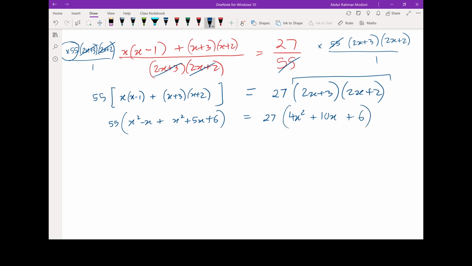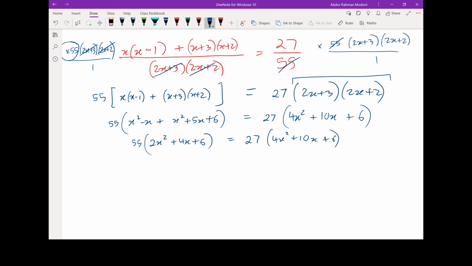Okay. Now, I'm going to simplify each of the brackets before I times by the 55 and the 27. So x squared plus another x squared in there, 2x squared. And 5x minus x is plus 4x plus 6. All multiplied by 55 is equal to 27 lots of that. So I've got 4x squared plus 10x plus 6.